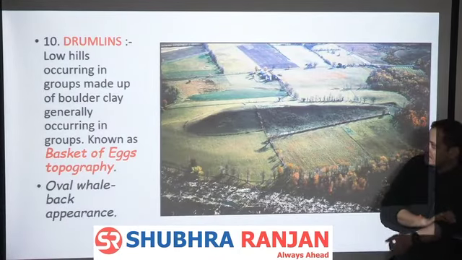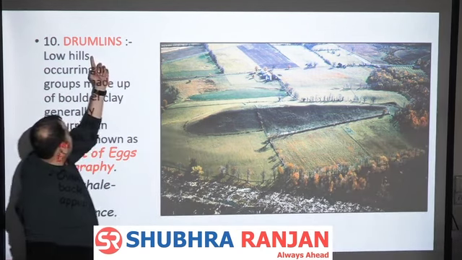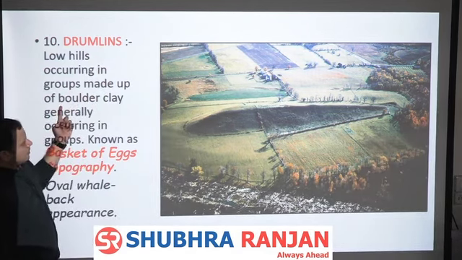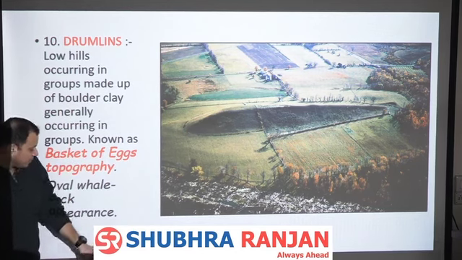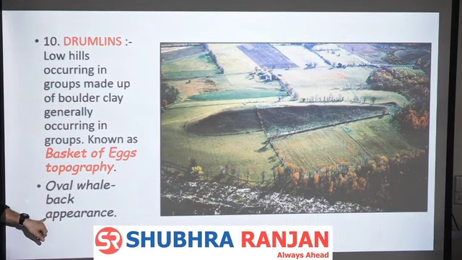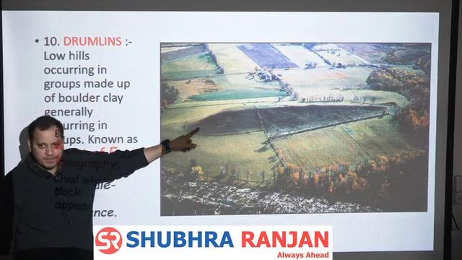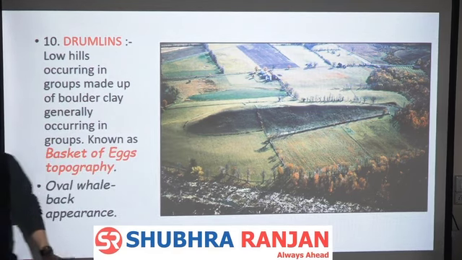So drumlins. Low hills occurring in groups, made up of boulder clay, are known as the basket of egg topography, or they are also known as oval whaleback hummocks. Whaleback appearance hai inka. So this is an example of a drumlin. Made up of boulder clay, matlab kya?